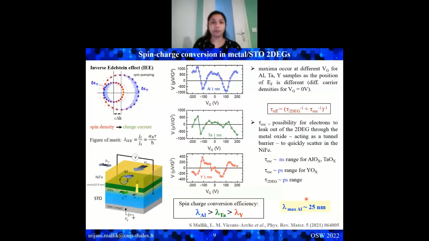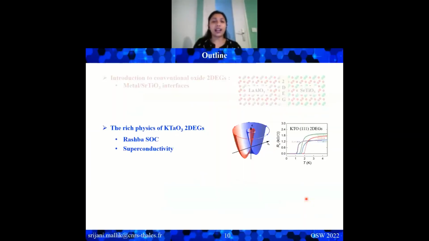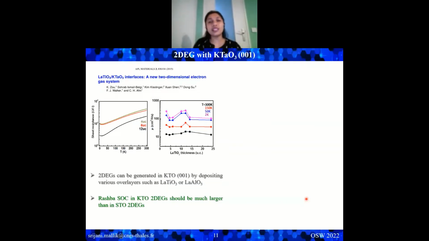So from this study, we realized that the aluminium strontium titanate interface is really the best to give high spin to charge conversion. And now we wanted to focus on a newer family of 2DEGs, which is based on potassium tantalate. Potassium tantalate is also an insulating perovskite and has many similar properties to strontium titanate, like they both are quantum paraelectric. And it's also possible to generate a 2D electron gas in KTO by depositing other insulating perovskites similar to STO, like lanthanum aluminate, lanthanum titanate, etc.